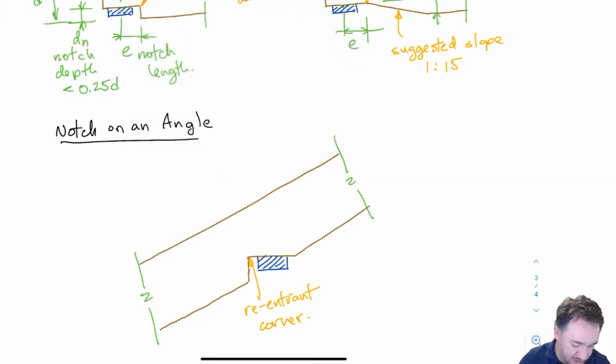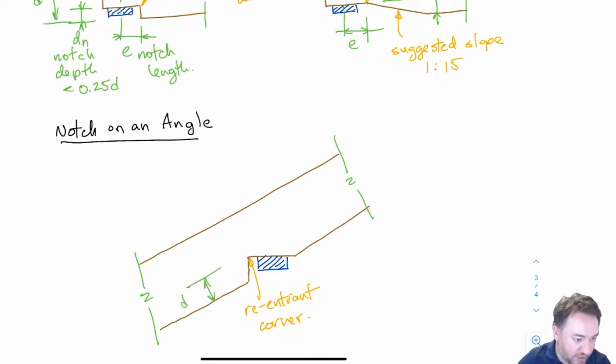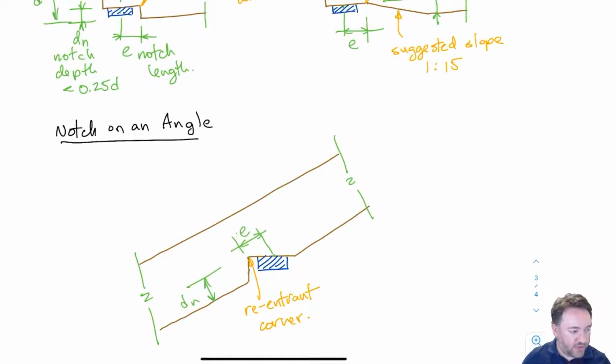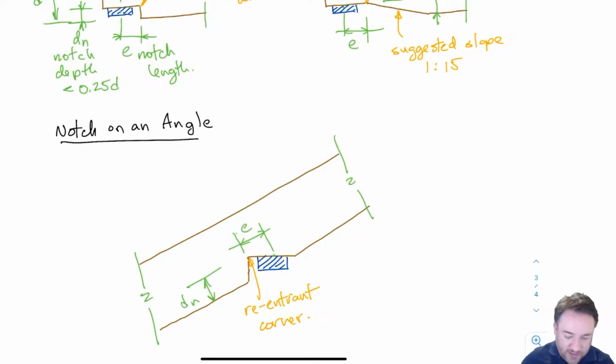Then how do I measure my dn and my E? Well, my dn is going to be the depth of the notch perpendicular to the longitudinal axis of the piece of wood. And the E is going to be from the center of the support to the reentrant corner again in the direction parallel with the piece of wood. I could probably draw that a little bit better to make sure that those lines appear more perpendicular. And you'll find drawings of this as well in the standard. So these dimensions are aligned with the member axis.